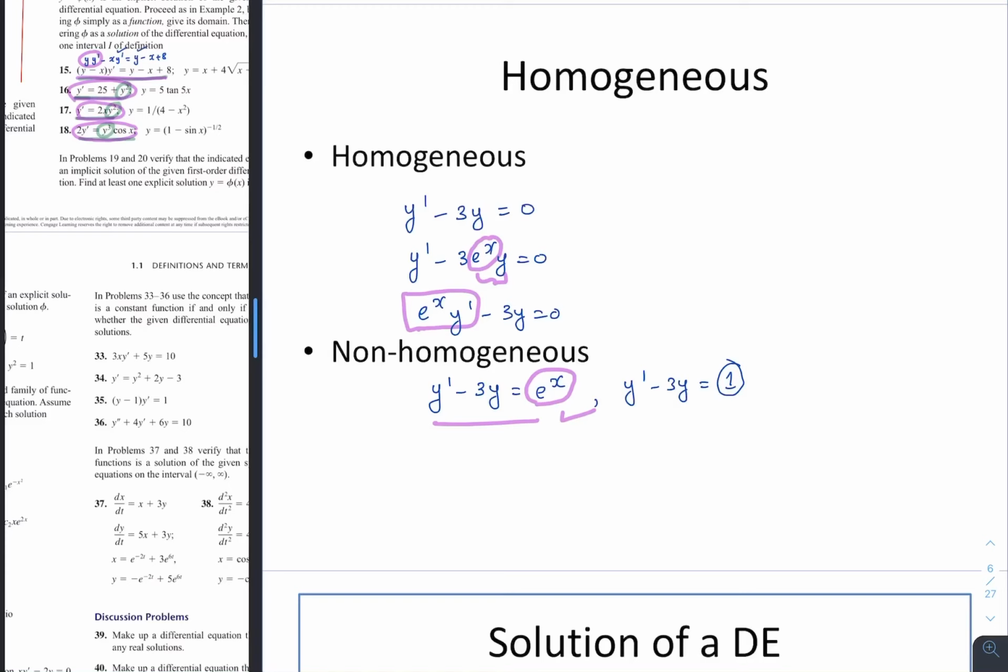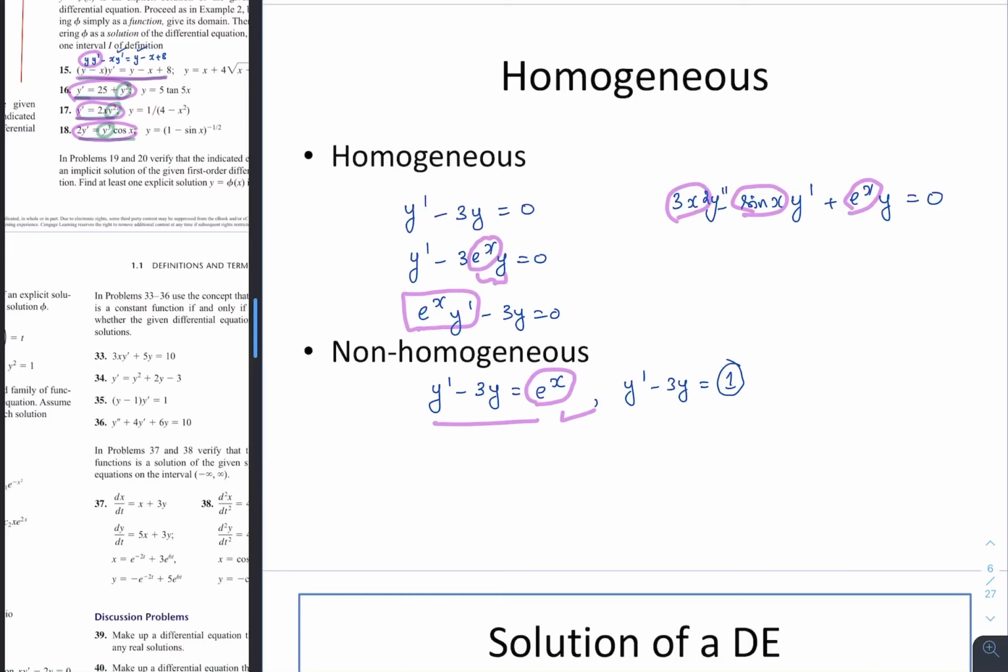Here is another example of a homogeneous differential equation: 3x squared y double prime minus sine x y prime plus e to the x y is equal to 0. Again, I have functions of x in here. I have another function of x in here. I have another function of x in here, but they are not by themselves. They are multiplied by the y or the y prime or y double prime. So that's okay.